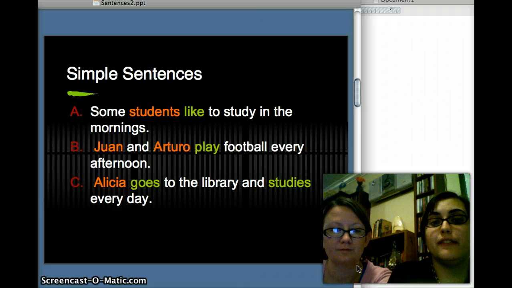Example B. Juan and Arturo play football every afternoon. Who are we talking about? Juan and Arturo. What are they doing? They're playing. They're playing football.